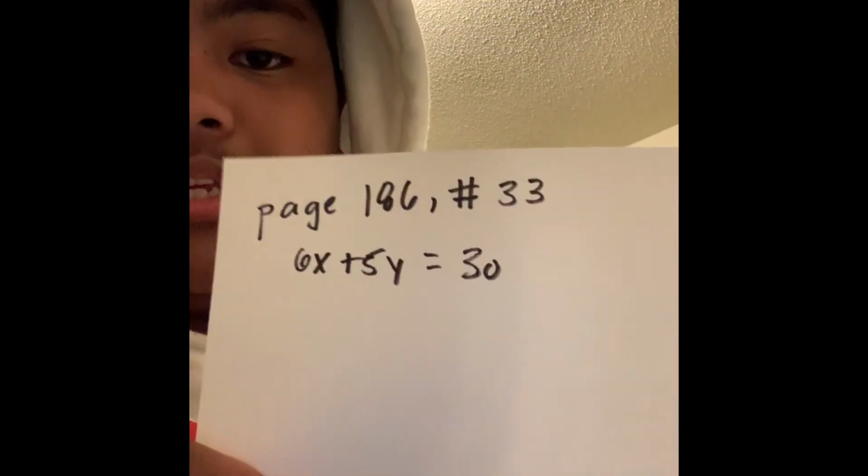So that is it for problem 1. I hope that you understand. Our second problem is on page 186, number 33. The problem is 6x plus 5y equals 30. It should look like this.